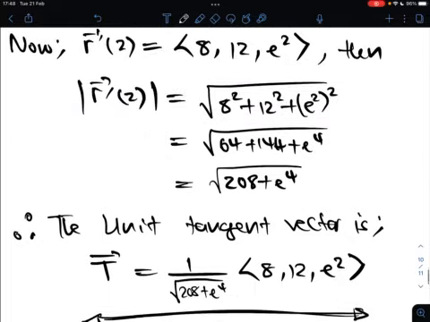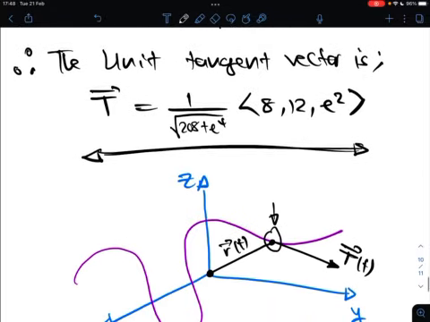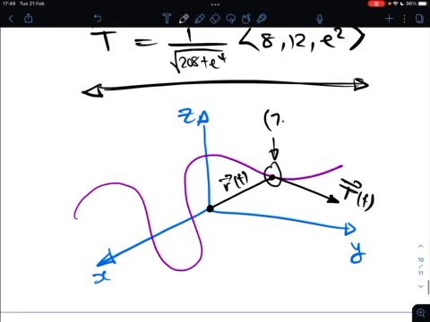Like for example, what point was given? It was the point 7, 15, e squared. So you come and say 7, 15, e squared. So this is the unit tangent vector that you are referring to, like that. Those are things you must make sure you understand pretty well in this section: how to find the unit tangent vector at a specified point.